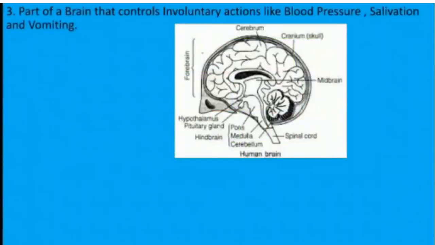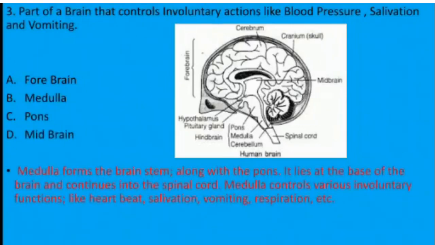Moving on to the next question. So part of the brain that controls involuntary actions like blood pressure, salivation and vomiting. Is it option A, forebrain, B, medulla, C, pons or D, midbrain? Yes, you guessed it right. It's the medulla.